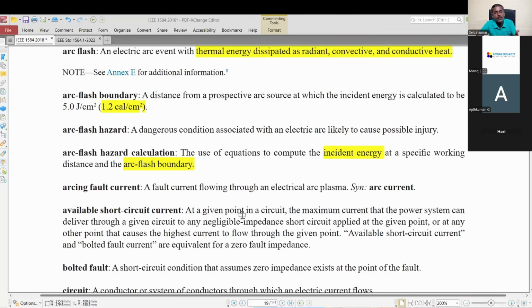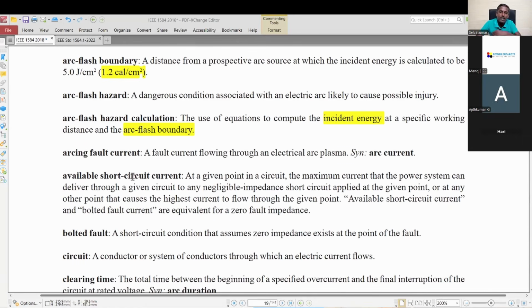What is arc current? I have a conductor and another conductor. Because of whatever reason, there is an arc between these two. This arc offers a resistance. So the current which is going as an arc current will be less than the voltage fault current because of this arc, right? So that's an arc current, and this arc current is the current going between two electrodes via this arc plasma.